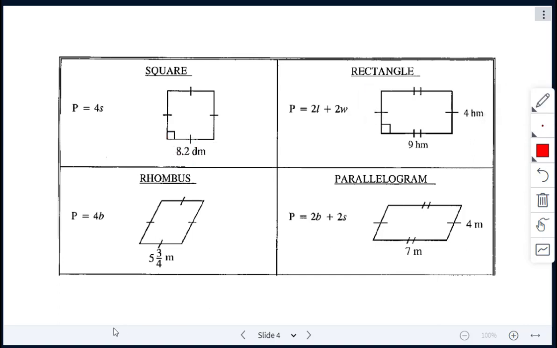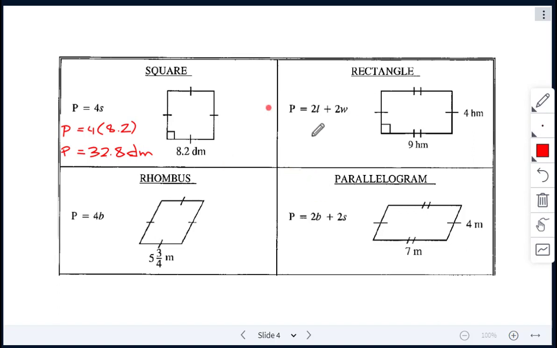Here we know our side is 8.2. So we would just substitute that in. 4 times 8.2, and then we would just multiply that out, and that gives me 32.8 decimeters.